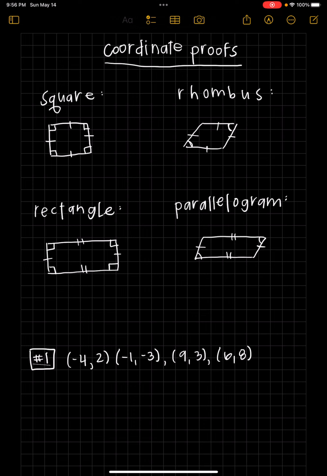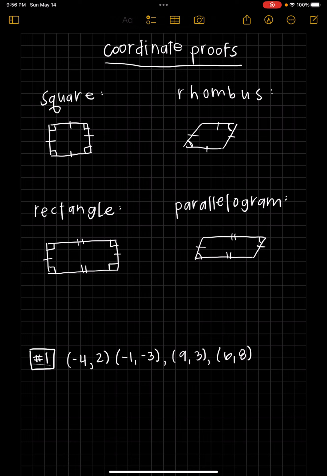So let's go over 4 different types of quadrilaterals. The first one is a square, and a square has all the sides being the same length and all of the angles are 90 degrees. If I were to give you 4 points and ask, is this a square? We would have to figure out if all of the sides, the distances between all of the sides, are the same, and then also if the angles created a 90-degree angle. The way that we would figure that out is by using the slope formula, and we'll do that in your examples.